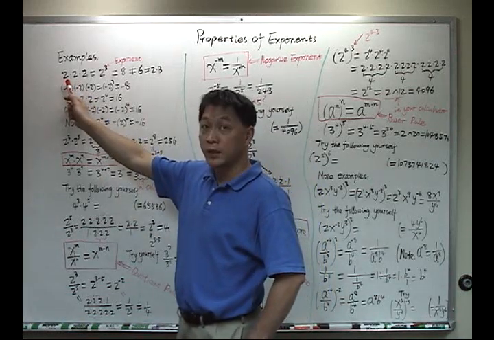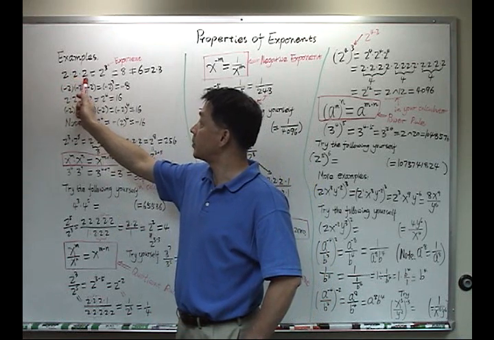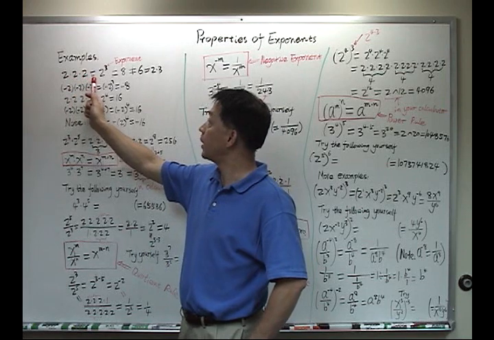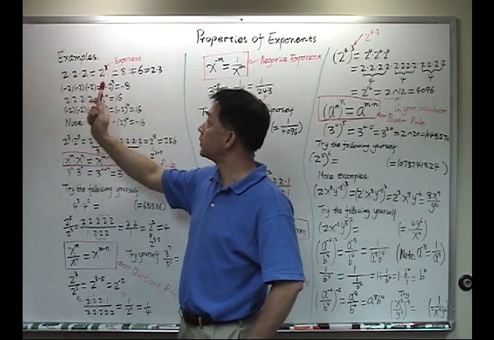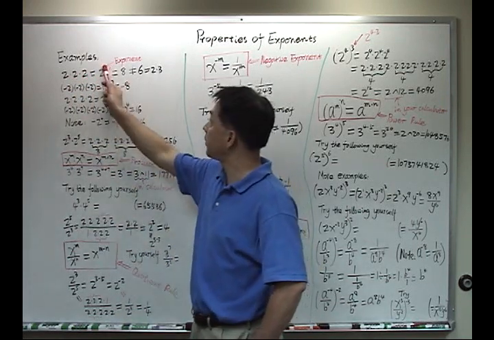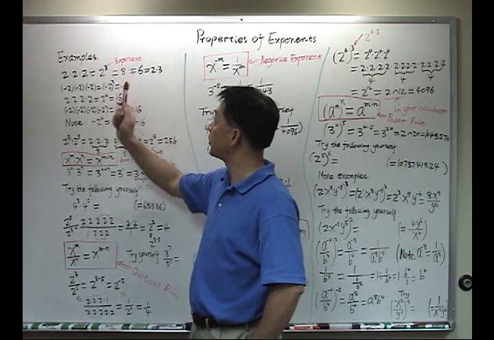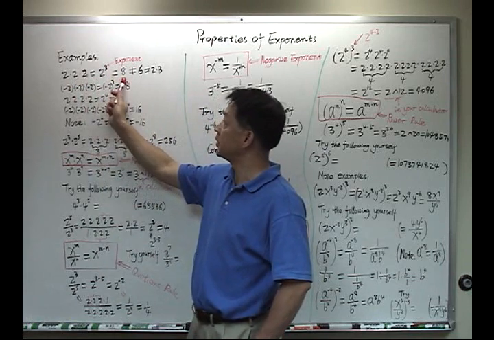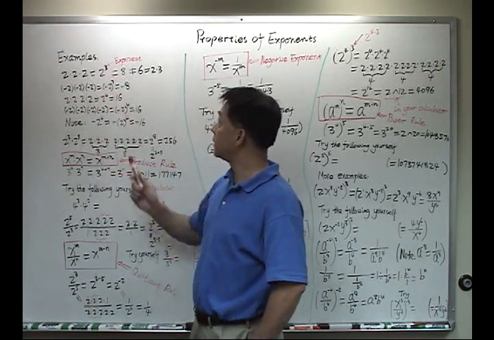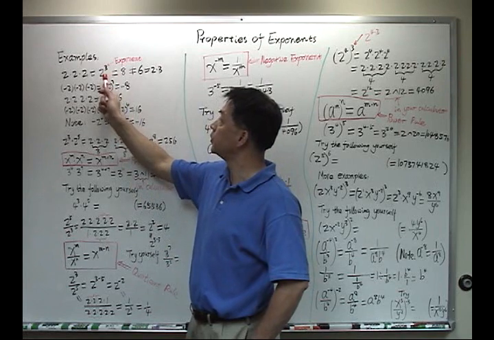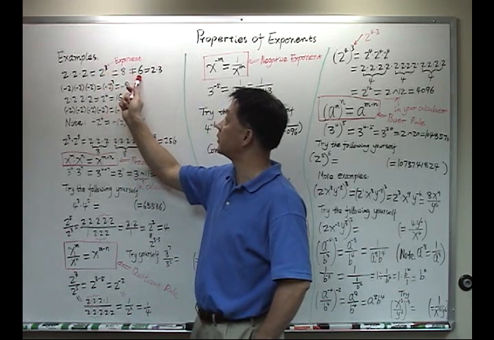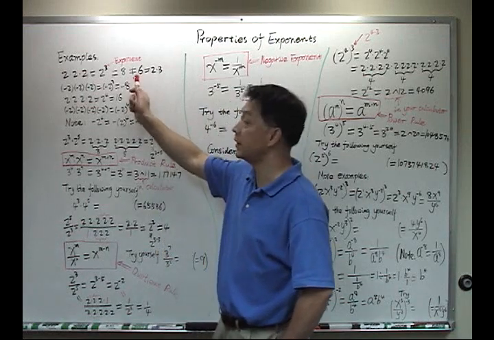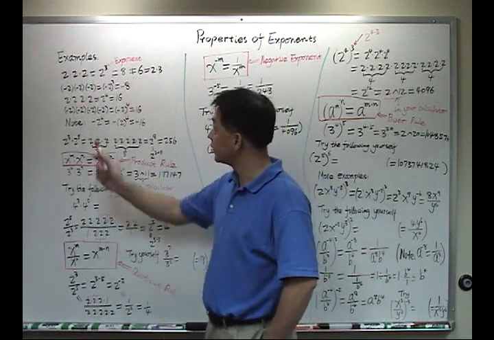When we have 2 times 2 times 2, three 2's here, we write 2 cubed, and this 3 is called the exponent. So 2 times 2 times 2 is 8. The common mistake is to compute 2 cubed as 2 times 3, which gives 6. That is wrong. It's not 6, it should be 8.